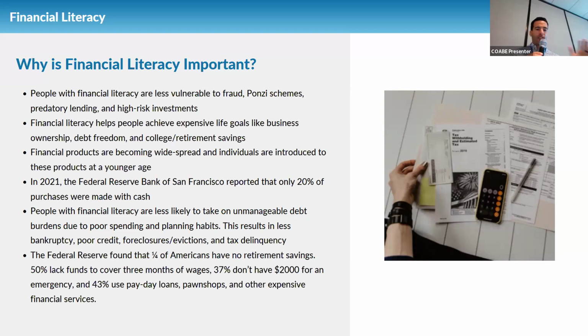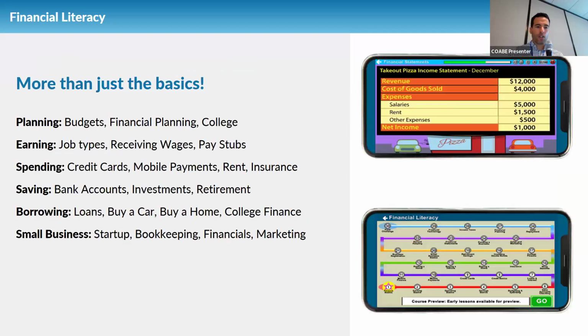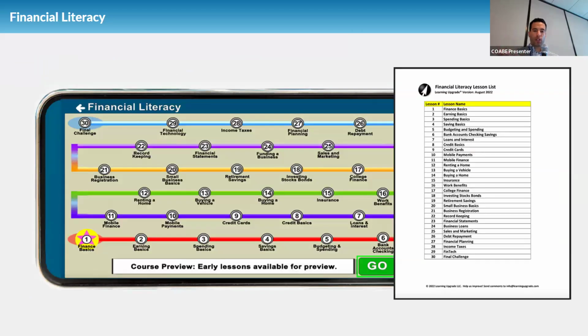43%, this was one that seemed ridiculously high to me, but have used payday loans, pawn shops, and other expensive financial services. So our goal is to get your students off of that track and onto one of financial success. So we cover planning, earning, spending, savings, borrowing, and then also those really important small business ones. Here's the full lesson list.